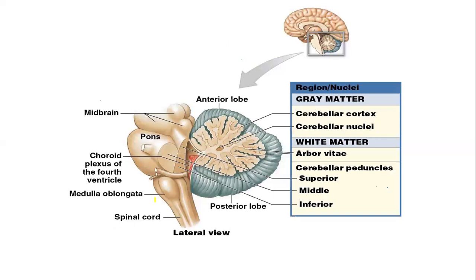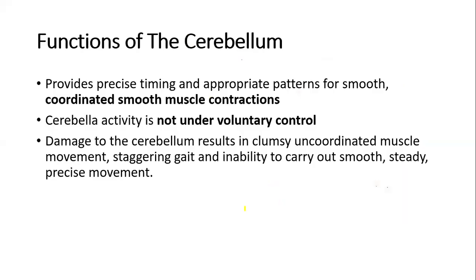The lateral view of the brainstem is this one. Then the cerebellum, the whole of this part is the cerebellum. As you can see, it contains the anterior lobe, the upper part, and the posterior lobe. So there are the cerebellar cortex and the cerebellar nuclei. Then the white matter consists of the arbor vitae. It consists of the cerebellar peduncles, superior, middle, and inferior. That one is for the pons.